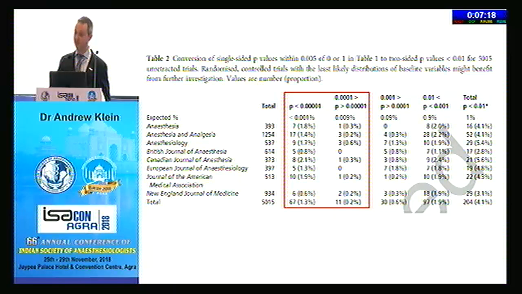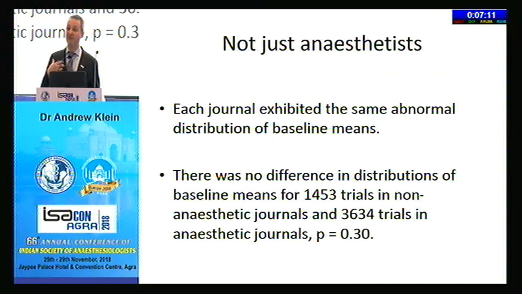And we wrote to all these authors, and we asked them to send us their original data. What we found, it wasn't just anaesthetists, it was everyone else. So the New England Journal published papers, and some of them were wrong. And JAMA published papers, and some of them were wrong. So there was no difference between anaesthetists and non-anaesthetists.